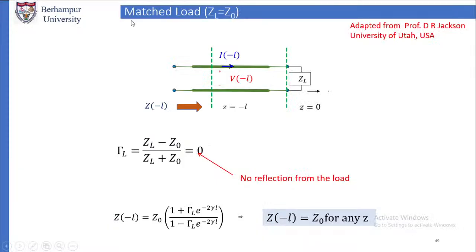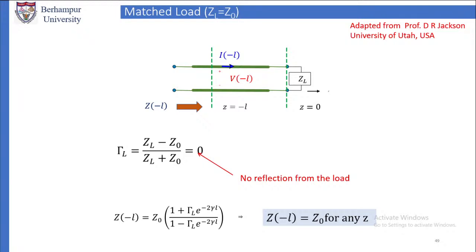So let us consider the matched load case. In the matched load case, the characteristic impedance of the transmission line and the terminating impedance of the transmission line are the same. So the load impedance which terminates the transmission line is equal to Z0, where Z0 is the characteristic impedance of the transmission line.